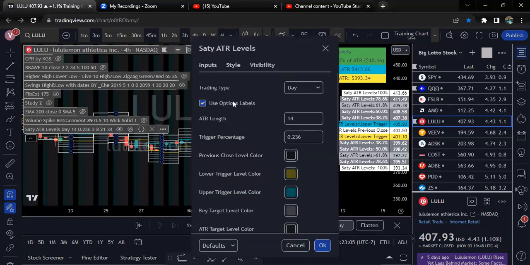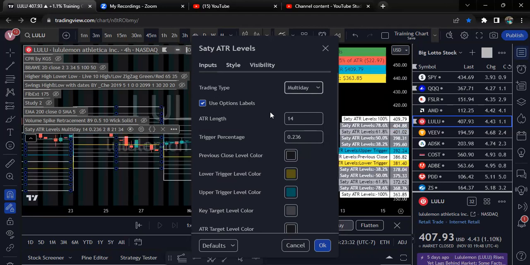When you go to the settings, it's giving you a trading style, trading type. Are you day trading? It will give you levels for day trading. Are you multi-day? To give you levels that you'll be watching for 5 days. And if it's swing, those are levels you're watching for a whole month. So it's kind of like the CPR, just that it gives you ATR levels.